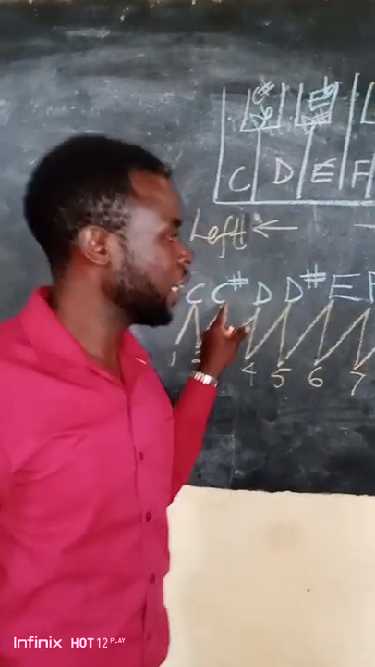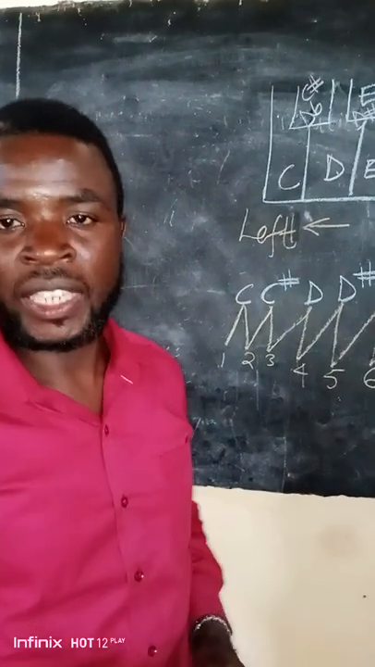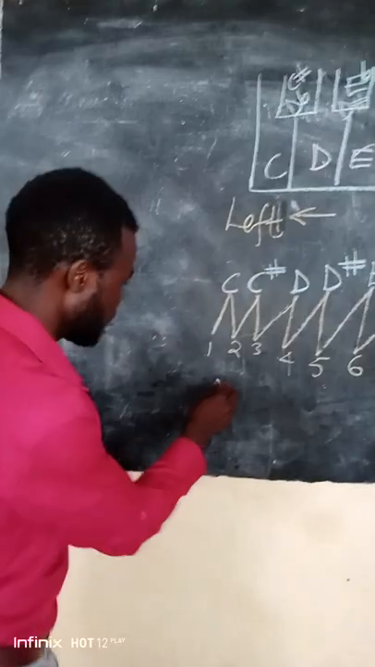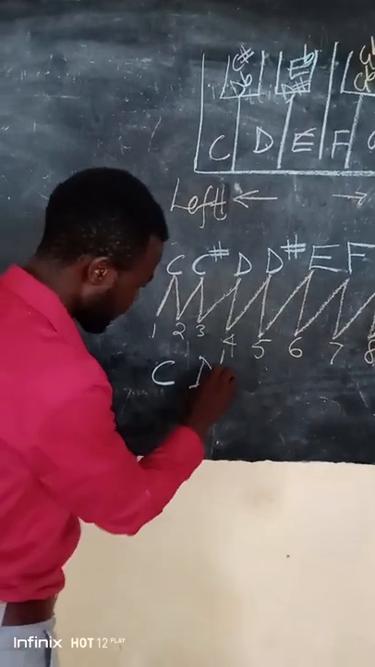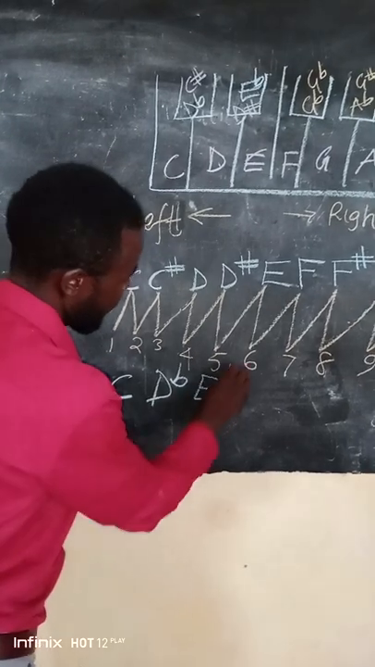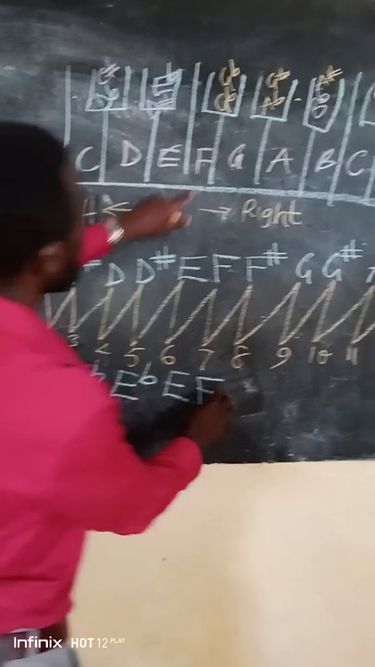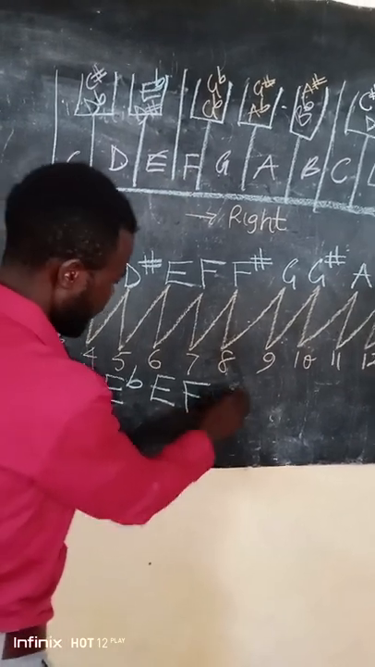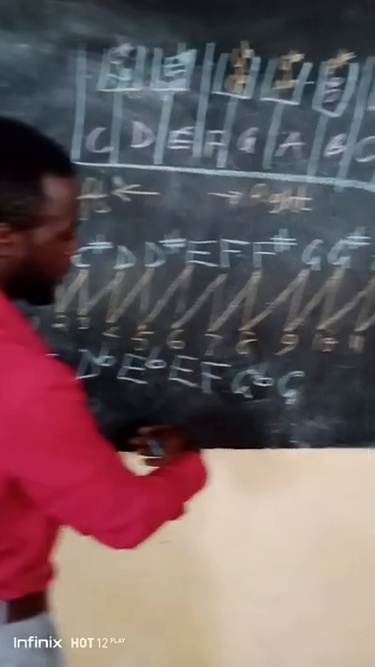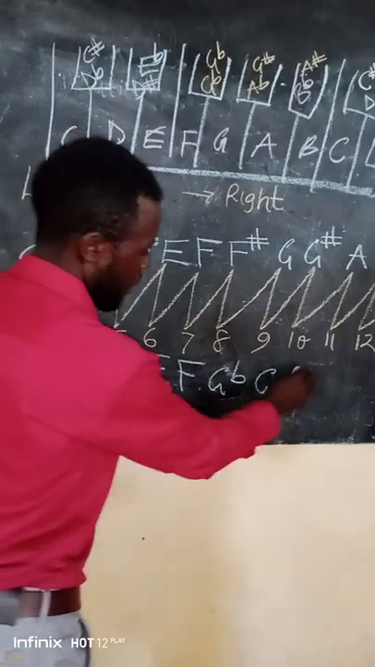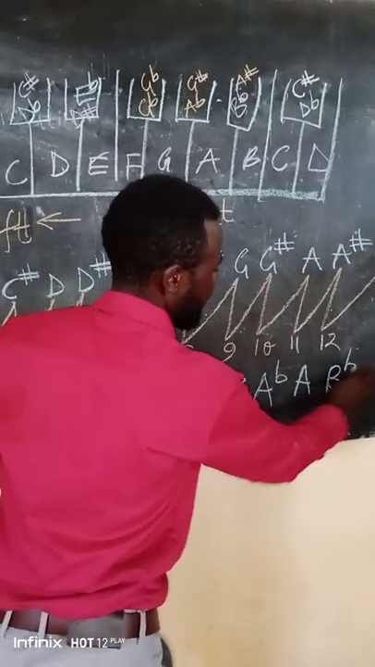This is considering the sharps, but now let's consider the flat. So we shall say C. What is the flat there? D flat. E flat. E. F. The F we have G flat. Then G. You see D flat is to the back before you arrive at G. We have got A flat, then A. We have got B flat, then B.